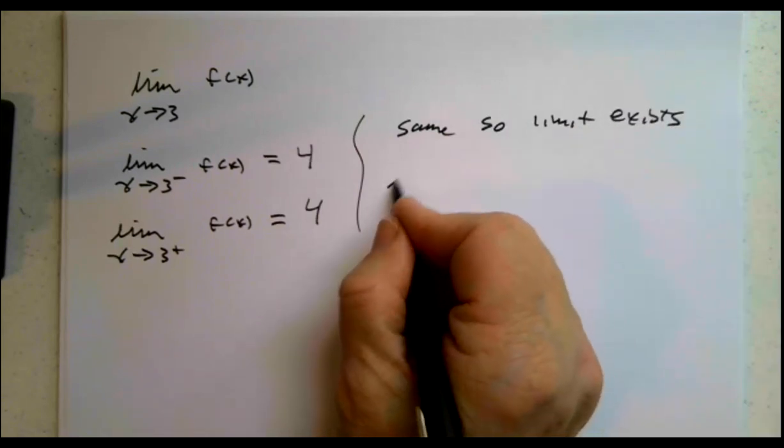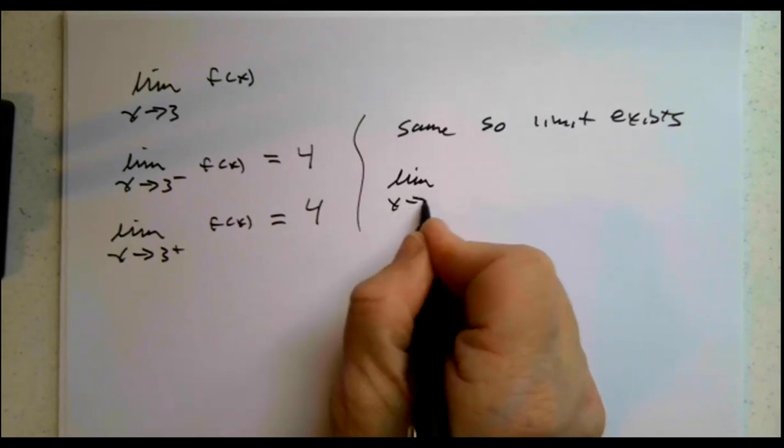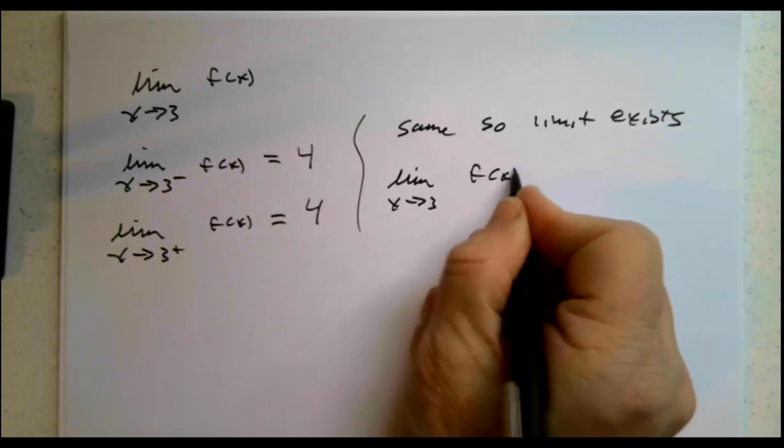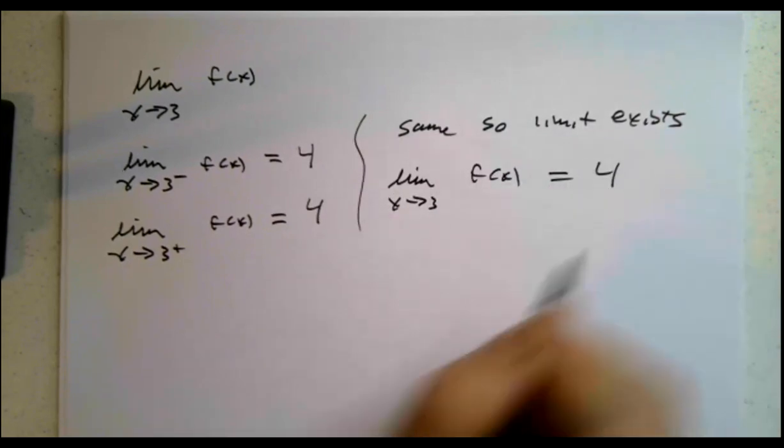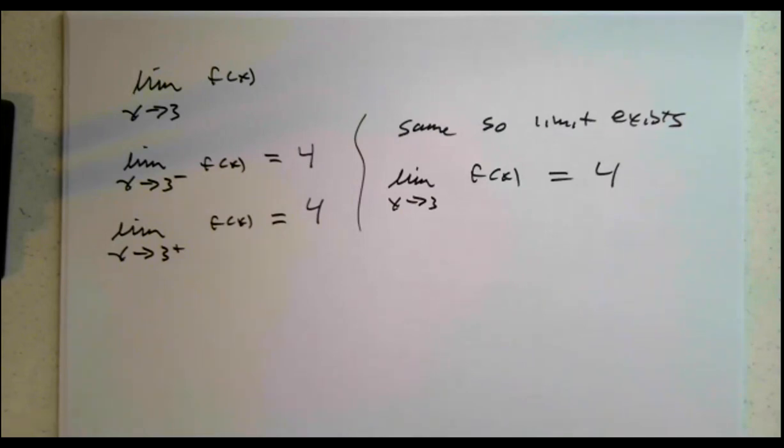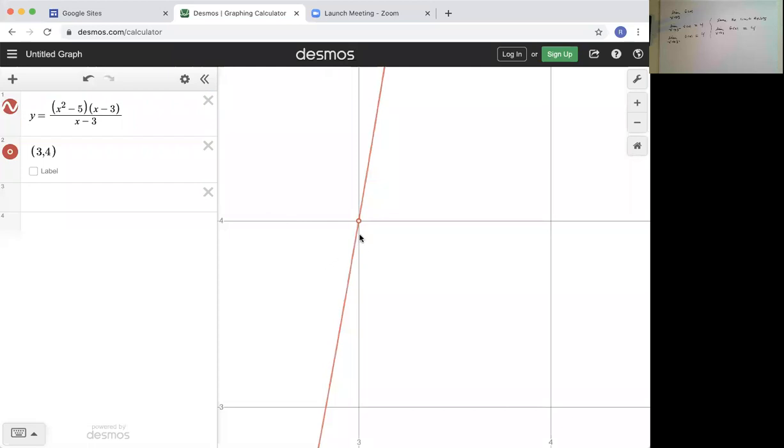We know that, and we're going to say then that the limit as x approaches 3 of f of x, without the minus or plus, just equals 4. But I want you to notice something. There is a hole on that graph, right?